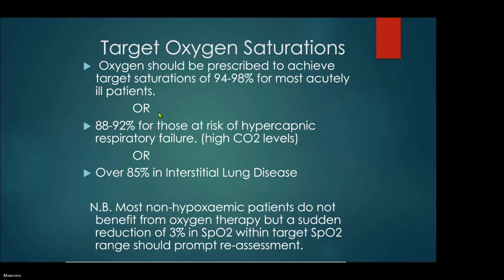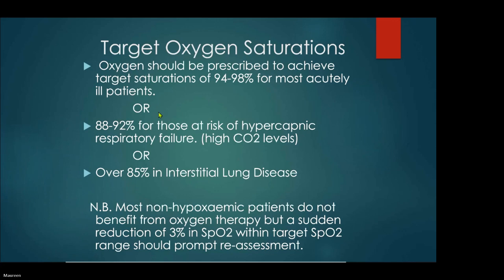Okay. So, and the final point in that slide I don't really want to dwell on, but basically, if somebody has normal oxygen saturations and then they suddenly drop by a factor of about 3%, you have to investigate what's going on there. Why is that happening?